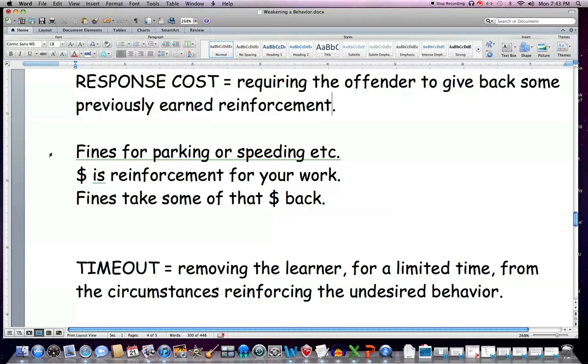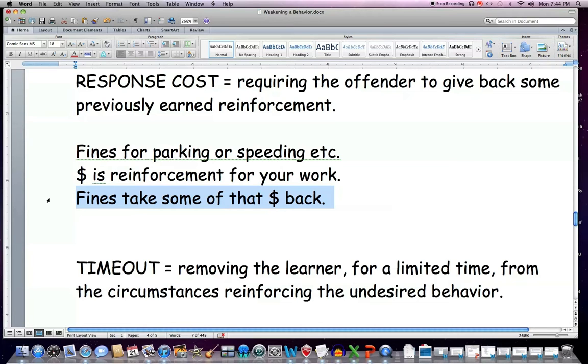Examples of this would be fines for parking or speeding. When you park in the wrong place or speed, you have to pay for a ticket. You get a fine, and that requires you to give back some of your reinforcement, what you have earned, i.e. money. Money is reinforcement for your work or whatever you do, and having to give some of that back in the form of a fine for doing something wrong is a response cost.